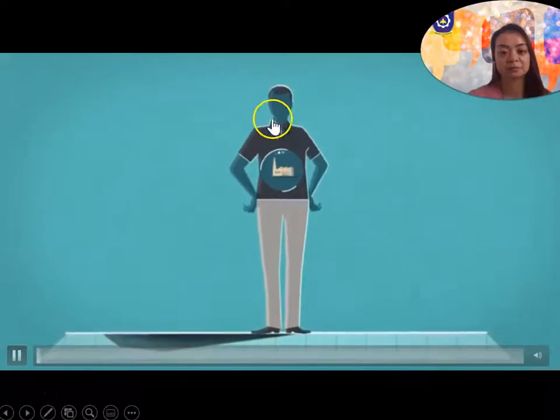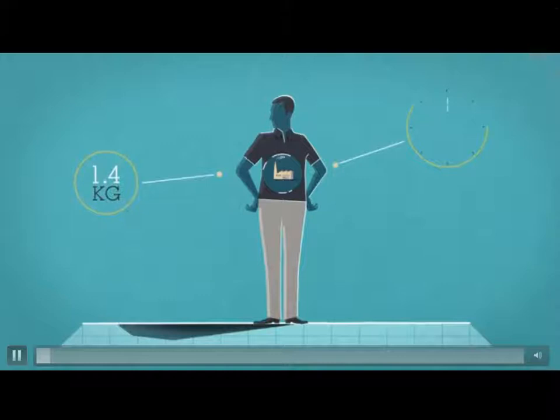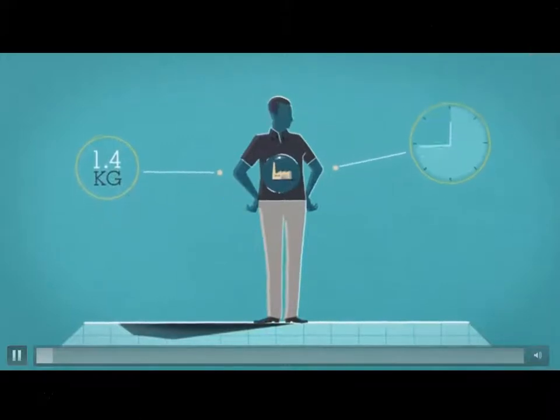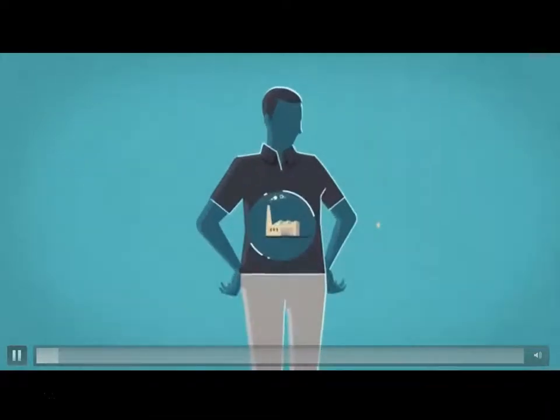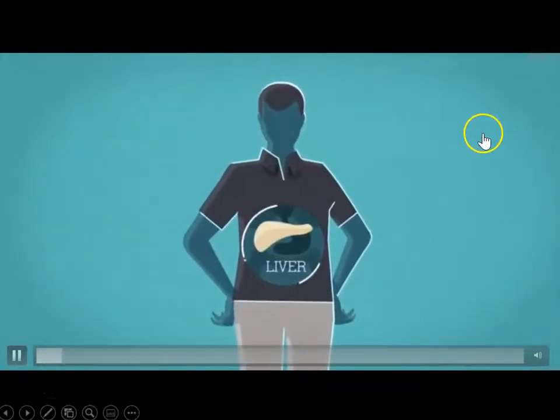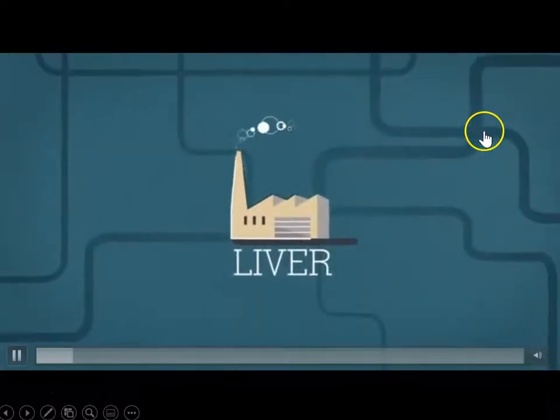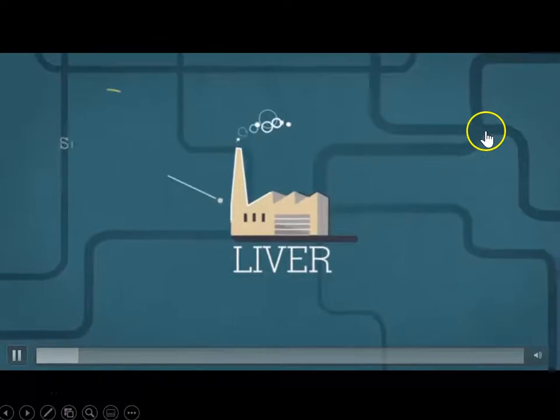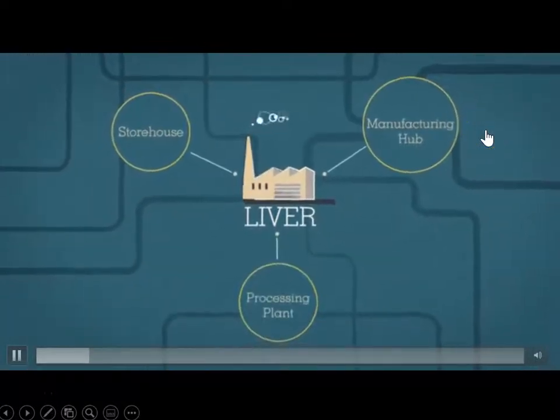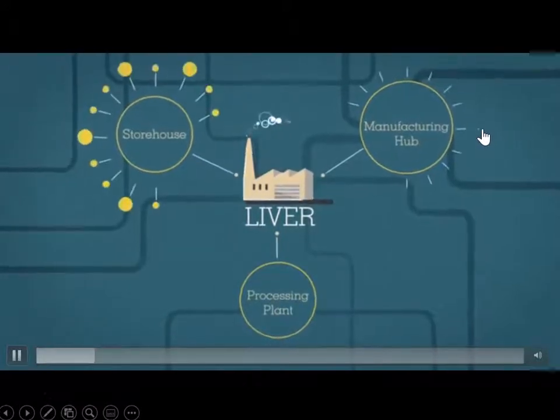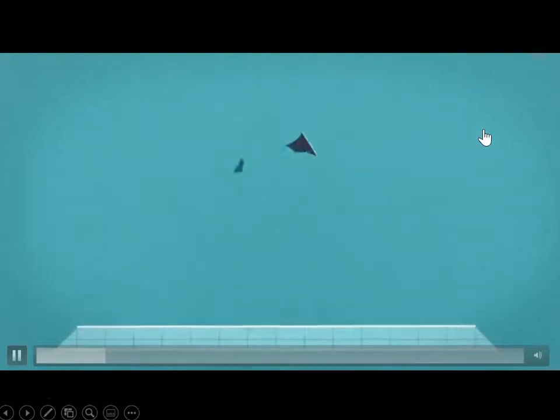There's a factory inside you that weighs about 1.4 kilograms and runs for 24 hours a day. This is your liver, the heaviest organ in your body and one of the most crucial. This industrious structure simultaneously acts as a storehouse, a manufacturing hub, and a processing plant. And each of these functions involves so many important subtasks that without the liver, our bodies would simply stop working.